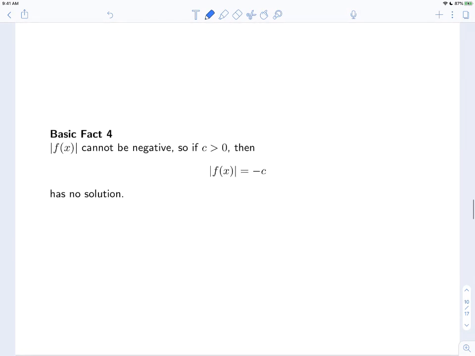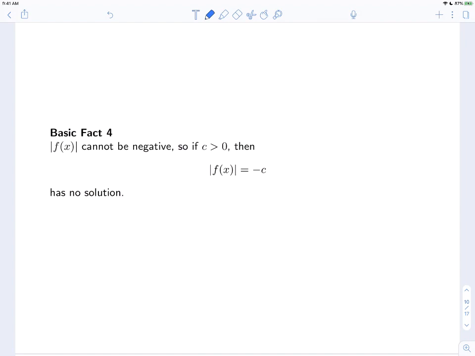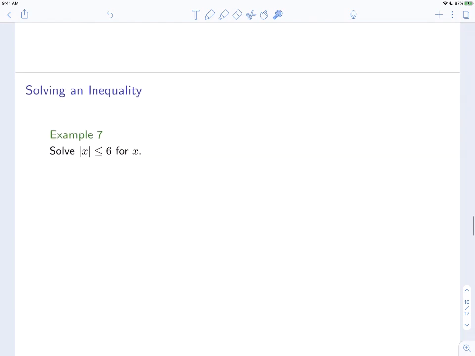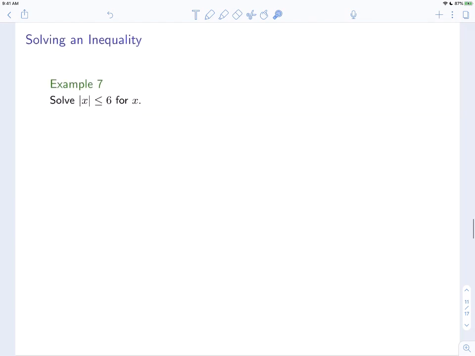And we've written that here as basic fact 4. The absolute value of the quantity f at x cannot be negative. So if c is a positive number, then this equation, the absolute value of f at x is equal to a negative number, has no solution. The next thing we want to do is talk about solving inequalities. For example, solve the absolute value of x less than or equal to 6 for x.